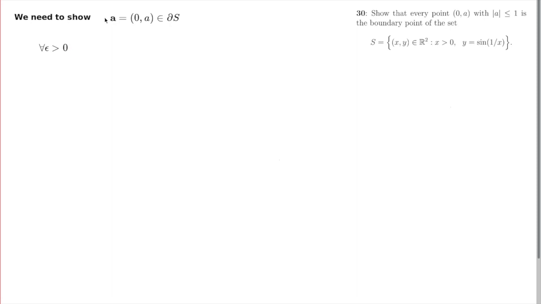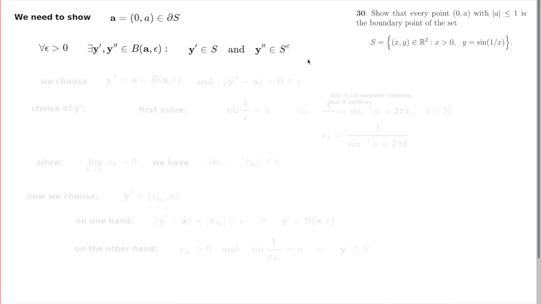For every positive epsilon, we need to find 2 points, y' and y'', such that they both come from the ball of radius epsilon around point A, and one of them from the set S and the other one from the complement of that set.